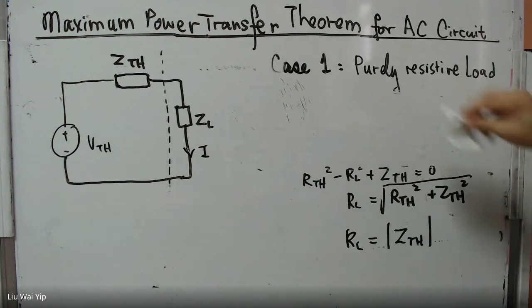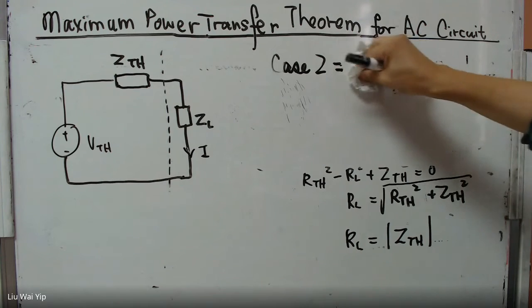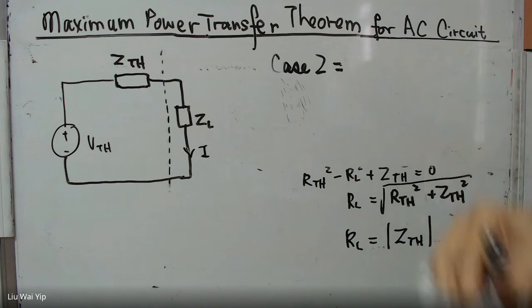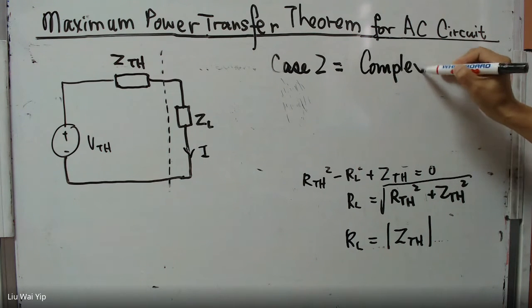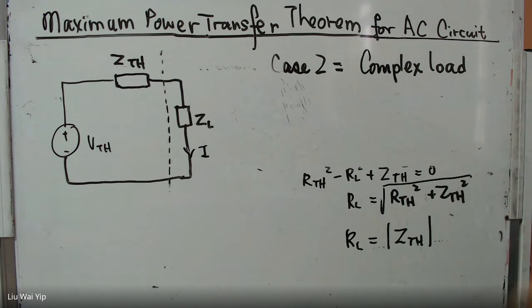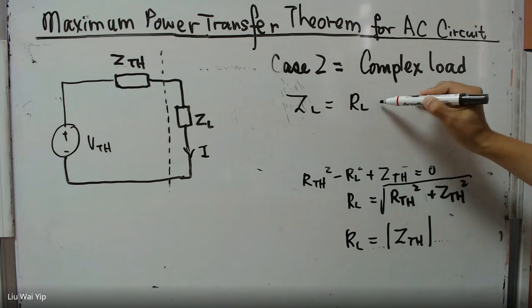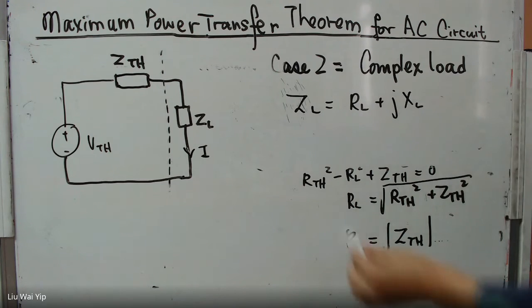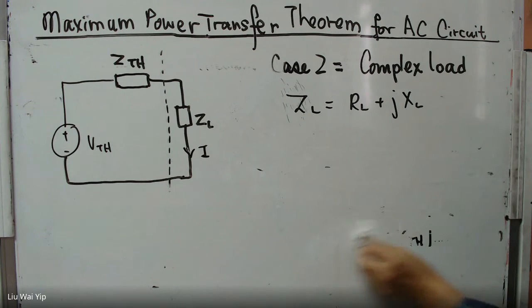So what is case two? Case two is complex load. So the load here, ZL, will be equal to RL plus jXL. Then we are going to calculate based on our understanding.